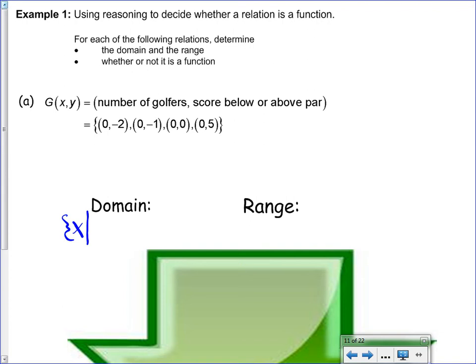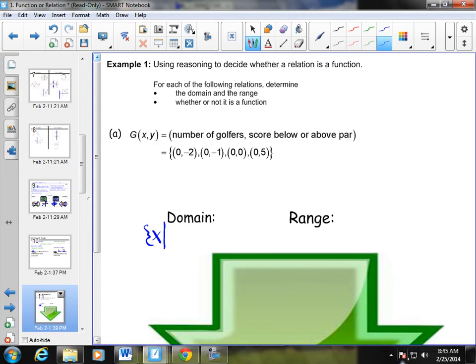A vertical line is such that. It's like x such that x is. It's just math language. Okay? Then you would go through: what are my x coordinates here? What are my domains? So I'm going to use my highlighter here.